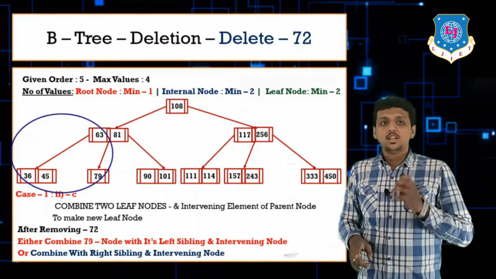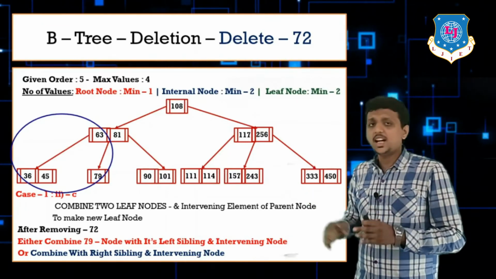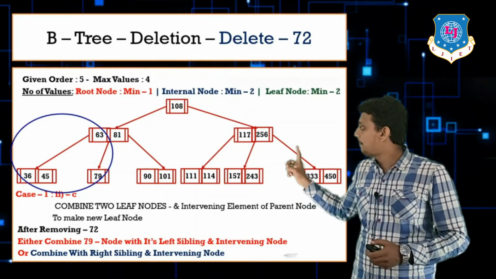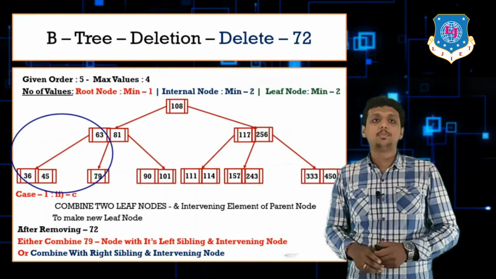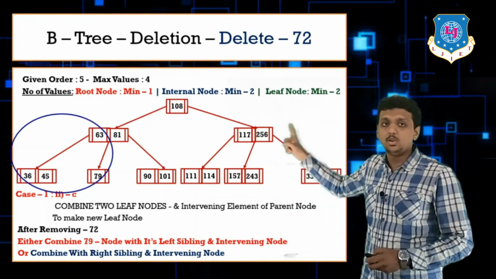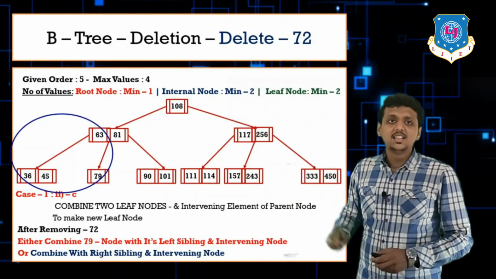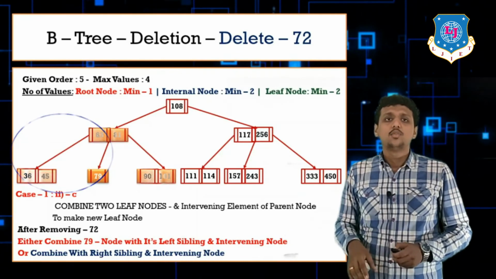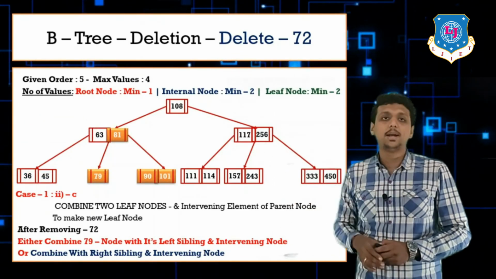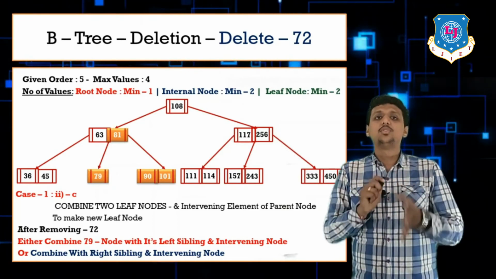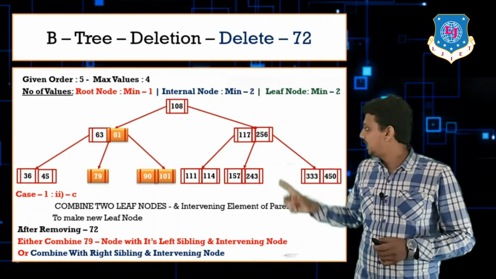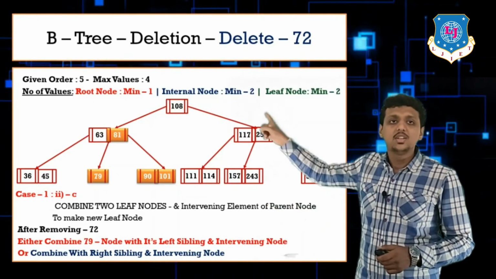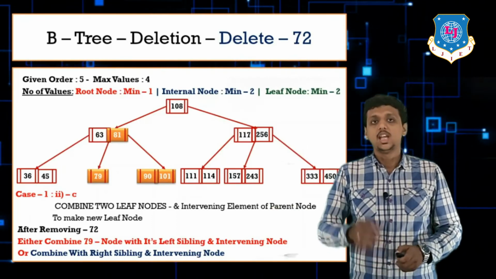So here it is. Suppose that node should try to take the value from the left sibling. Okay. 79 will be combined with the left sibling and the intervening value of the parent node. These four values are combined together: 36, 45, 63 and 79. Or you can take the right sibling, where these four values are combined together. So these are two different scenarios. Either you can select 79, 81 and the right sibling, or 36, 45, 63 and 79 together. Okay, I will show you both of them.